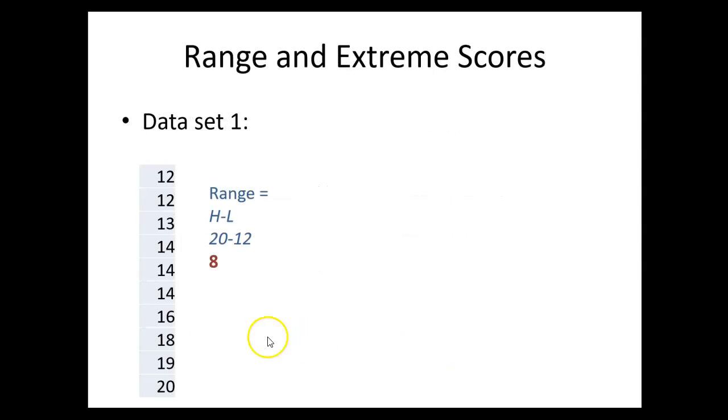So let's take one set of data. We have the numbers 12, 12, 13, 14, 14, 14, 16, 18, 19, 20. 20 is the highest number, 12 is the lowest number. We get the range by subtracting 12 from 20. In this case, the highest minus the lowest is 8.